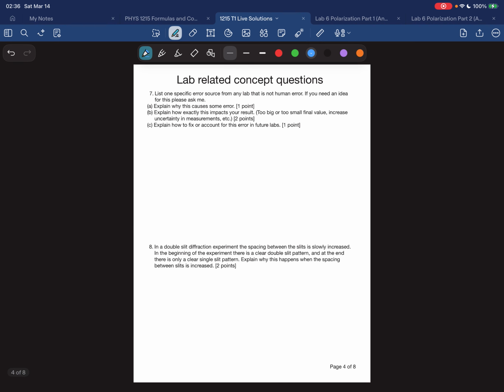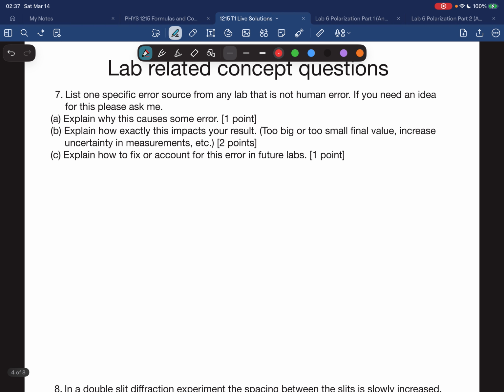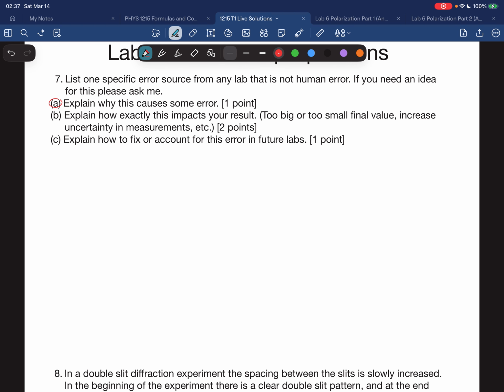Moving on. These were the lab-related concept questions. Now, these were done extremely well overall, so I don't think I'm going to spend too much time explaining my answers here or writing out good full sentence answers. Instead, I think I'm just going to be doing some point form notes as answers because everybody just did so incredibly well on this section. Anyway, let's jump into it.